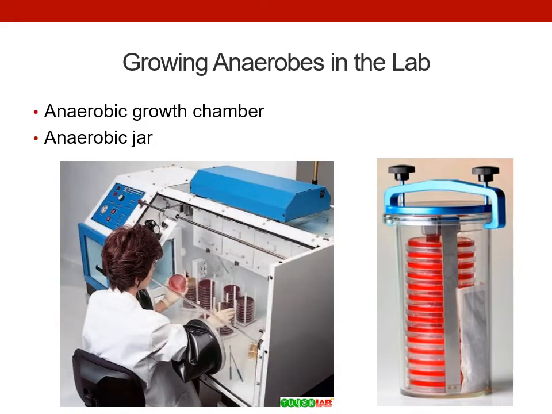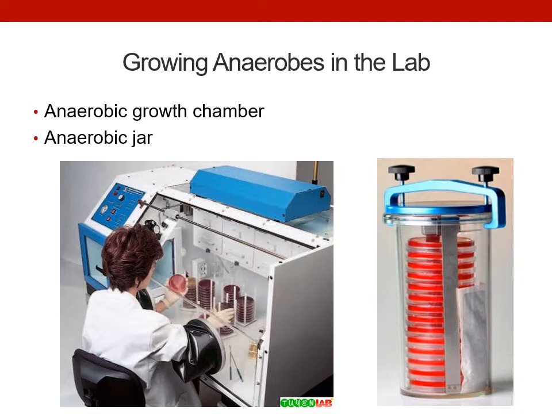Anaerobes are microbes that must grow without oxygen, so they must be incubated in containers or equipment protected from oxygen. These organisms can be grown in a growth chamber, which is pictured on the left. Mixtures of gases like nitrogen, hydrogen, and carbon dioxide are pumped into the chamber, and oxygen is pulled out to keep the environment inside anaerobic.